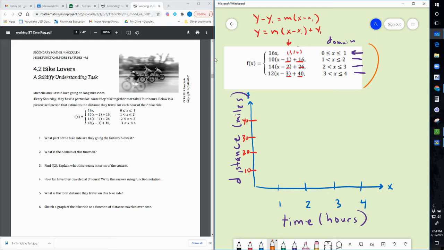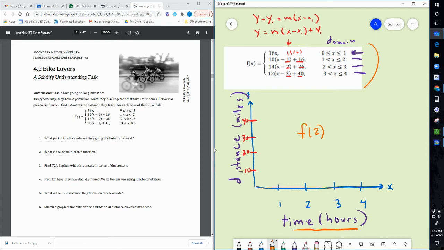All right, find f of 2. See, we don't actually need the graph for this. Find f of 2. Okay, f of 2, what does that mean? Remember, it means you're going to plug in 2 for all the x's. But in the equation, what does x stand for? Hours. So it's asking, explain what this means in terms of the context.